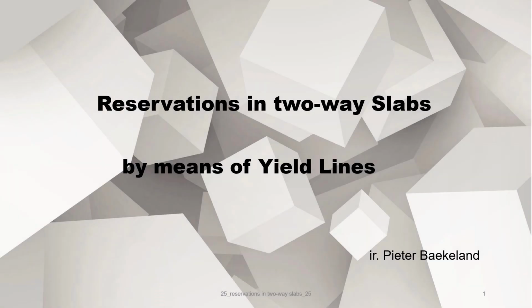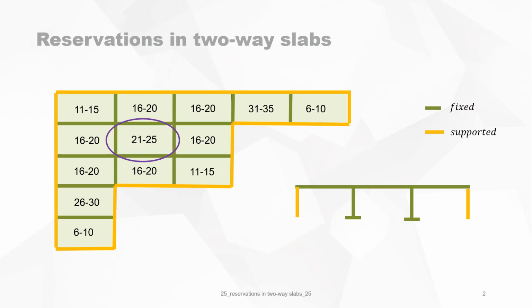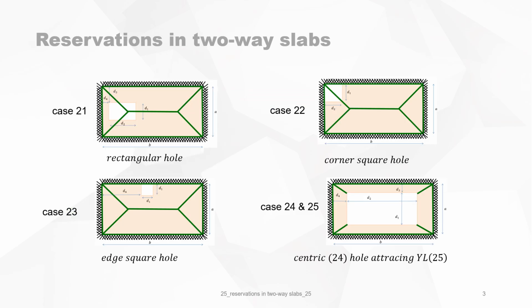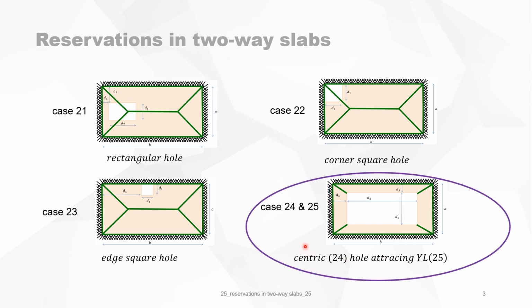Reservations in two-way slabs by means of yield lines. This video deals with the case 21 to 25, and it's about a concrete slab with fixed end supports on the four sides. It will handle case 25, a more general case with a rectangular reservation in the slab, calculated by the method of subtracting yield lines.